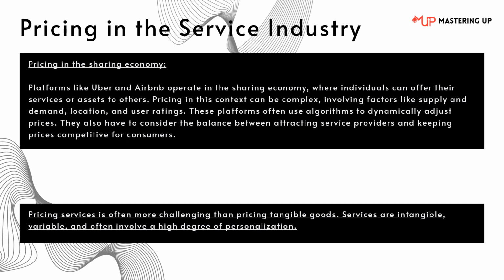Finally, pricing in the sharing economy. Platforms like Uber and Airbnb operate in the sharing economy, where individuals can offer their services or assets to others. Pricing in this context can be complex, involving factors like supply and demand, location, and user ratings. These platforms often use algorithms to dynamically adjust pricing. They also have to consider the balance between attracting service providers and keeping prices competitive for customers.